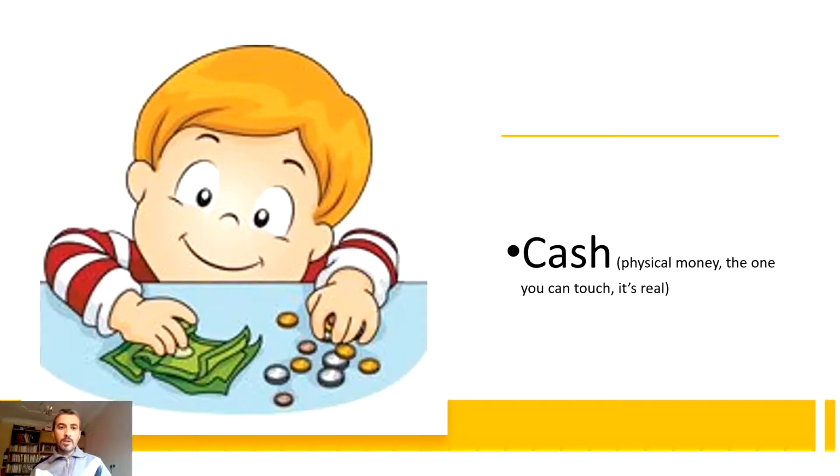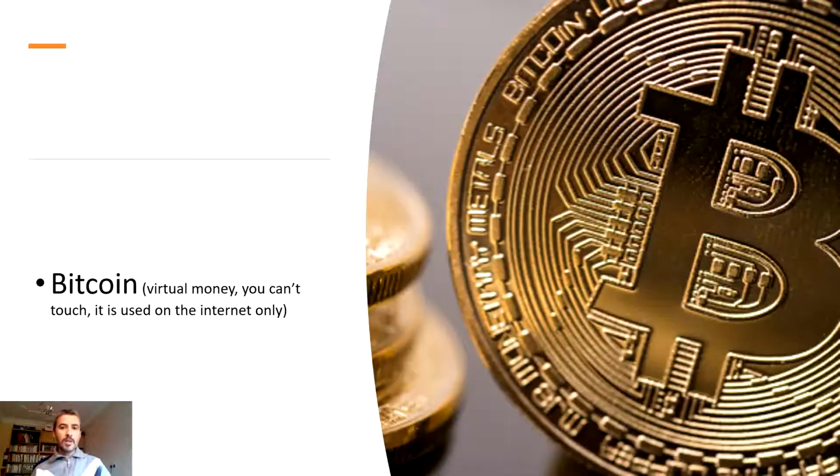Another type of money is cash. Cash is physical money. It's the one you touch. It's real. You pay in cash or you pay by credit card. So a credit card is not real money, but when we say cash, we mean that you have money with you.